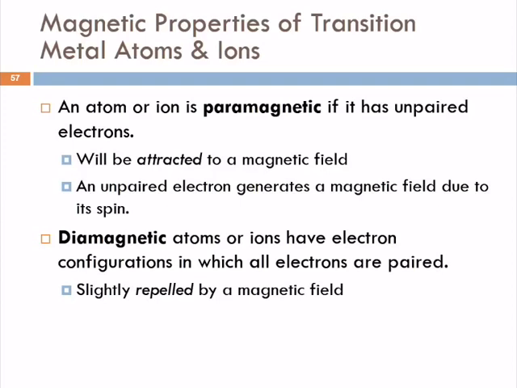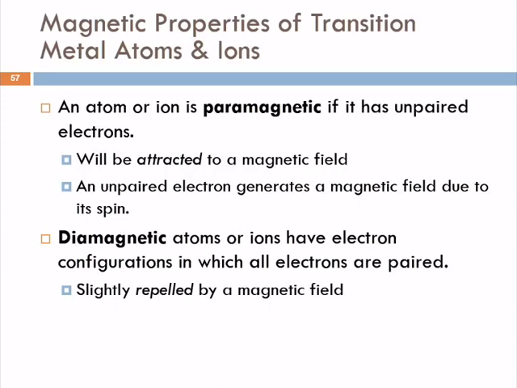Electron configurations, especially the orbital diagrams, can help us predict whether something will be magnetic or not. Some metals are attracted to magnets and some are not. And it has to do with the electrons, whether they're paired or unpaired in the individual atoms. So we say an atom is paramagnetic if it has unpaired electrons.